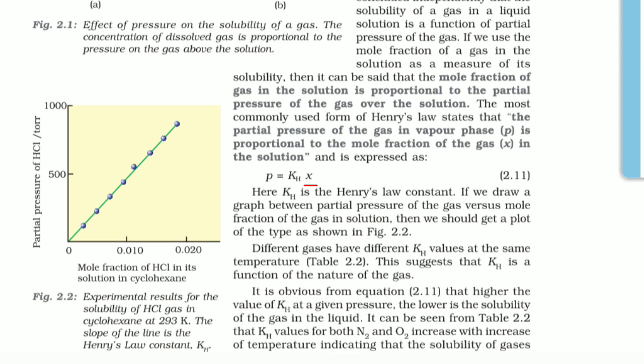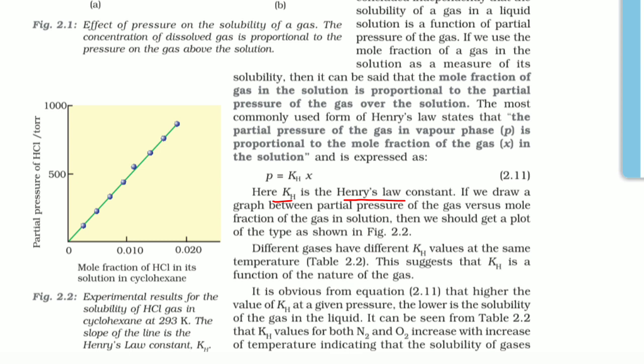Clear? Understand? And here this kH is the proportionality constant, and this is known as Henry's law constant. So again, here p is equal to kH x, so it is the equation of a straight line, because we can relate this equation with the equation of a straight line, which is y is equal to mx plus c.